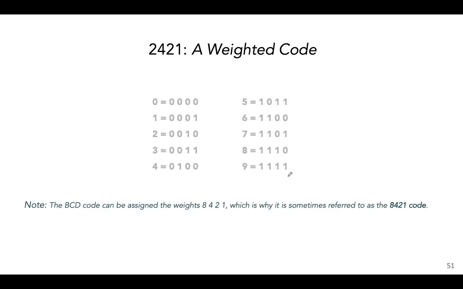Now here's a slight note. The BCD code that we talked about in the previous video, binary coded decimal, is also a weighted code. The weights in that case are 8421.